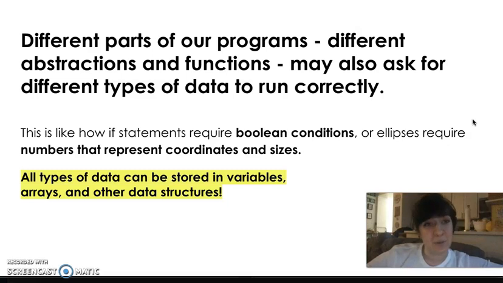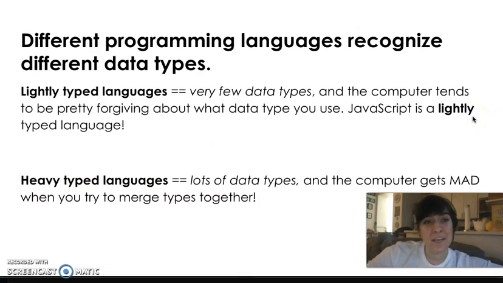Any of the data types that we are about to talk about can be stored in a variable or an array or another data structure to make it easier to call on them later. Variables, arrays, all those data structures, they are just made to hold any types of data. These are specific types of data that you would feed and put into them.